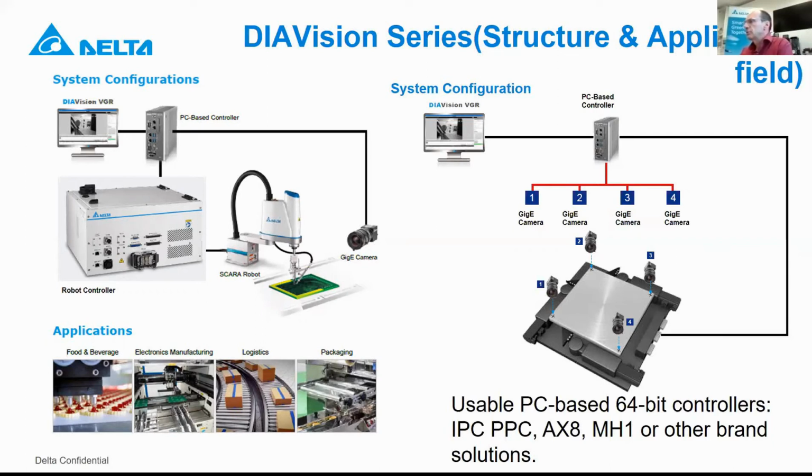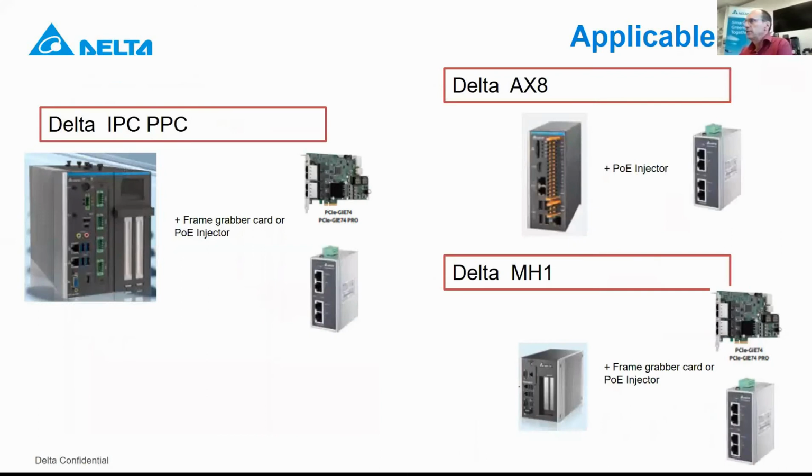The other way is, of course, that you can create more or less a complete system with 4 cameras, so that you can measure every corner on an XY table. Some ideas: you can run it on our IPC PPC. In that PPC, you put a frame grabber card to create power over Ethernet, and you can directly connect your camera to that frame grabber card.